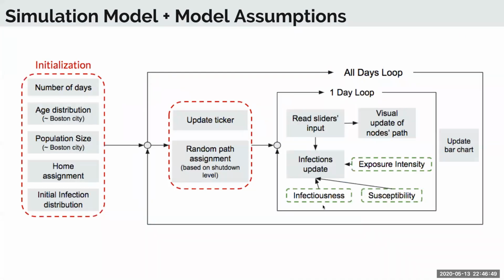The simulation model first initializes number of days to 7, age distribution and population size following Boston City, initial infection distribution of 10%, and home assignment, which means every person gets assigned a home that they start off and end the day at. For every day, the model updates the ticker and assigns each person a path based on the level of shutdown. During the day, the user input is read, which is used to update the chance of infections and people's paths. Finally, the charts are updated. The implementation details of the model can be found in the report.